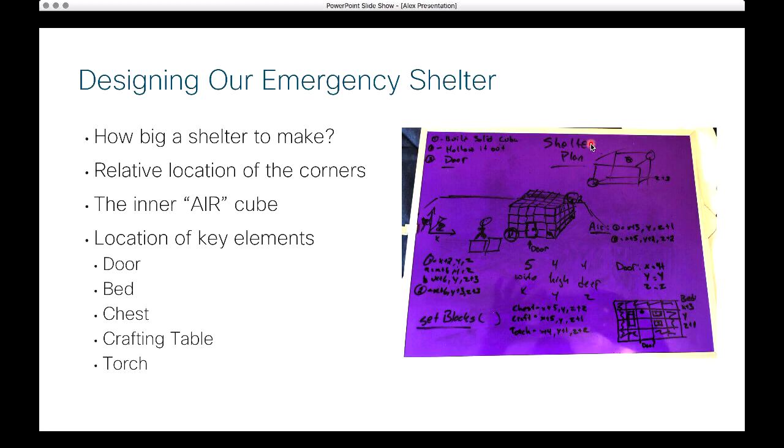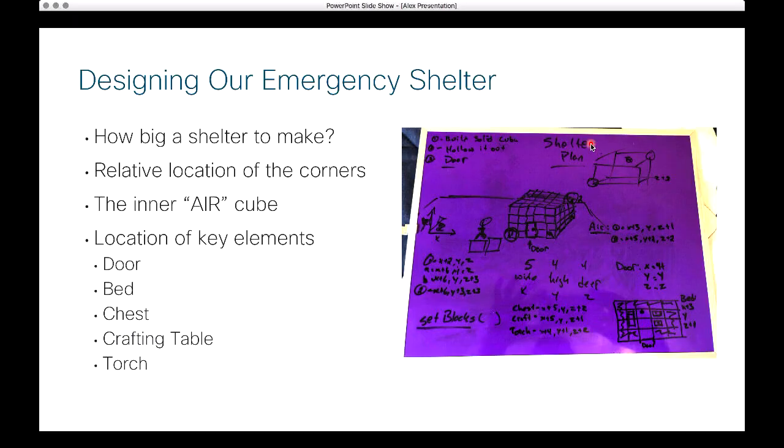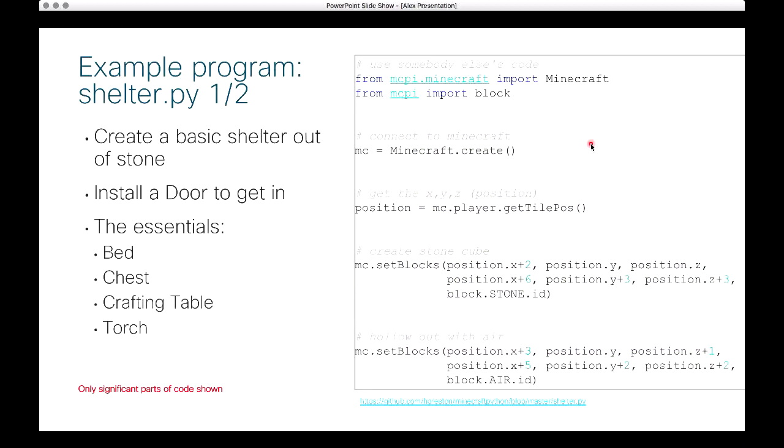We also wanted to add some homey touches. I asked Alex, when you're building a shelter in Minecraft, what do you usually put inside of that shelter? What was our list? Bed, a chest, crafting table, and a torch. Right. So make it super easy to go through. So we planned all that out on our whiteboard, and then we built our code for it.